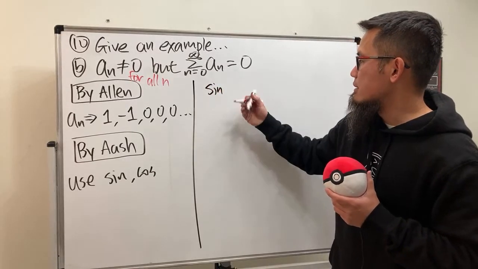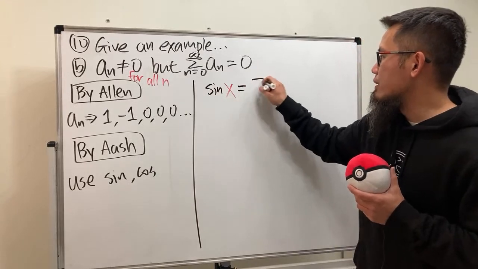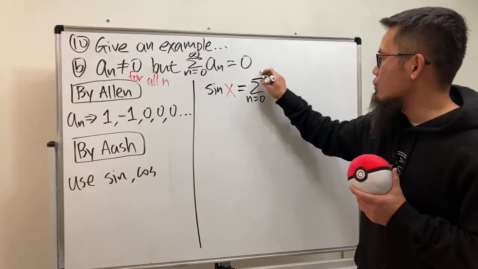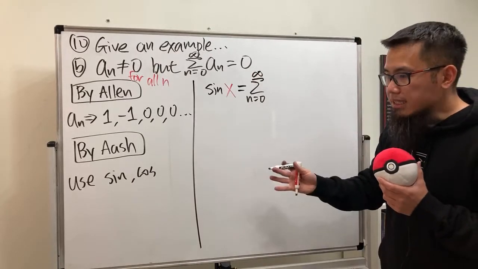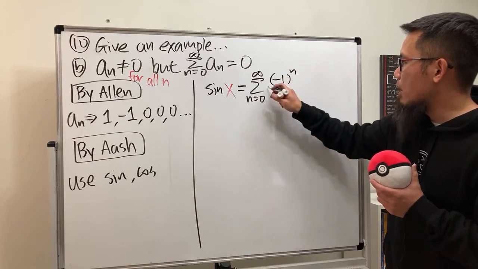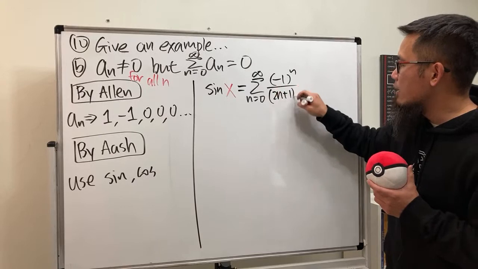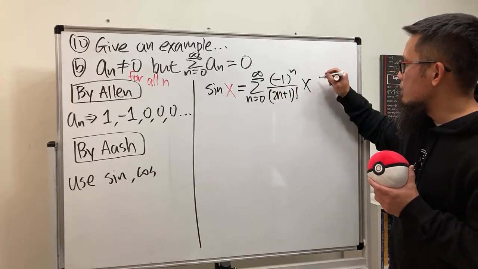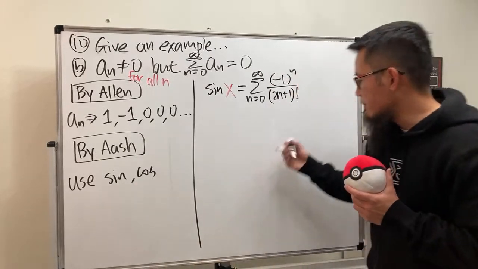Here's the deal. Sine x is equal to the series as n goes from 0 to infinity. And remember sine's odd and it's alternating, so go ahead and put down -1 to the nth power. And this right here, you have the factorial. So 2n plus 1 factorial, x to the 2n plus 1, right? So that's pretty much what we have.